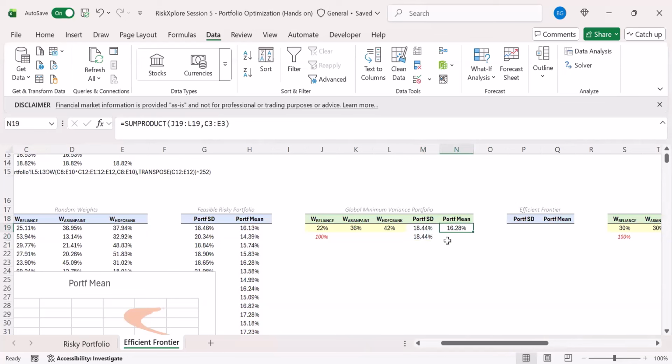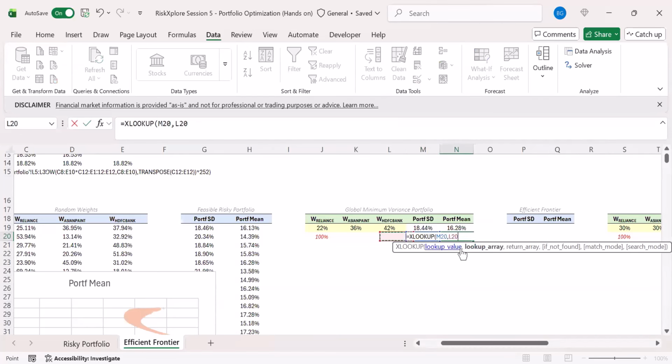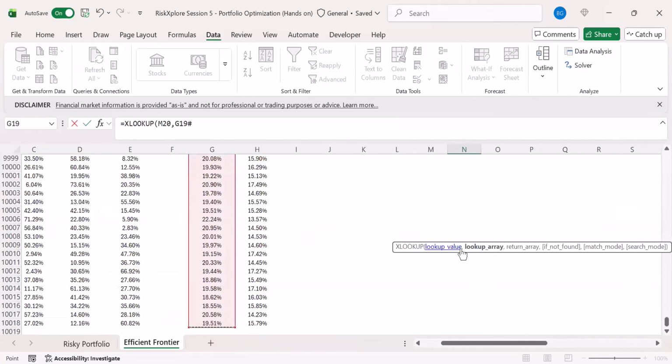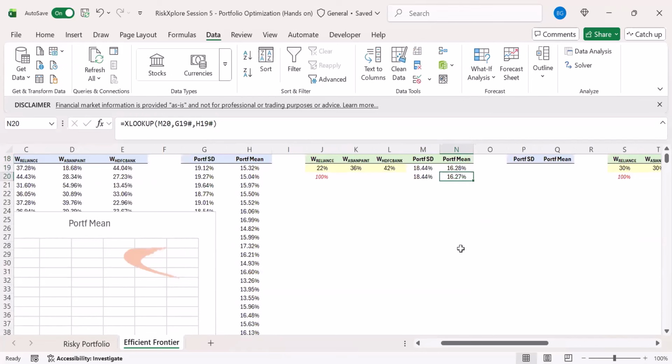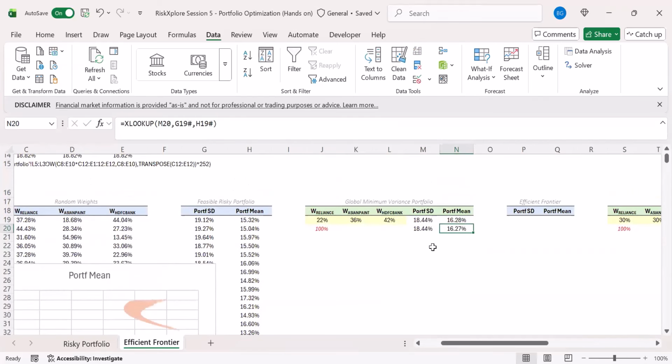And how do you find the portfolio mean without relying on Solver? We can use XLOOKUP, look up this value in here, and find the portfolio mean. So we have approximately similar portfolio mean. So we have the minimum portfolio SD, and for these portfolios, this is the SD, and the return that we would get for that is 16.28%.